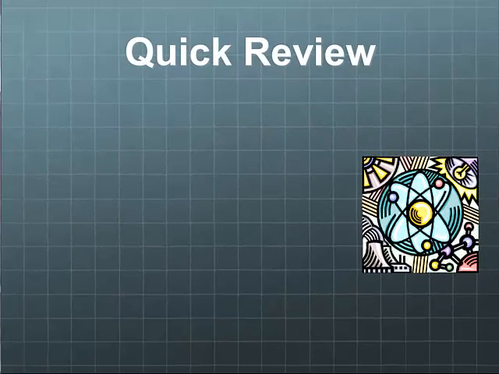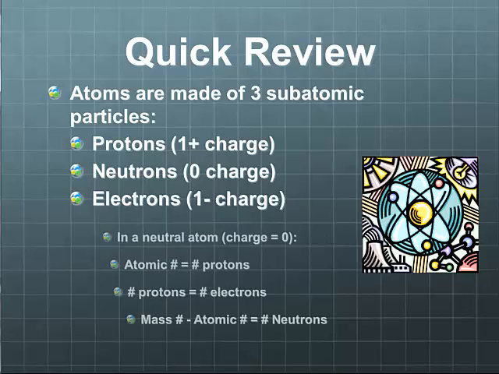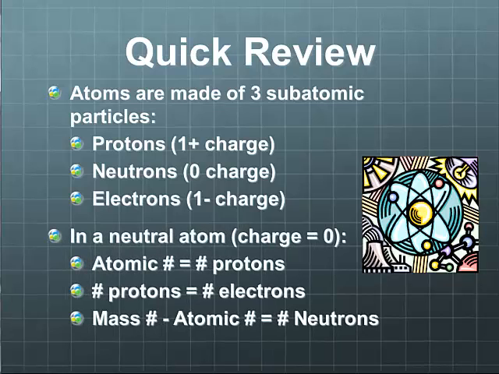Well, first thing I want to do is a quick review of what our subatomic particles are, and we have 3 of them. We have protons and neutrons contained in the nucleus. Protons contribute a +1 charge. Neutrons are electrically neutral, which means they have a 0 charge, and we know that electrons have a -1 charge, so that when we go to find the structure in a neutral atom where the charge is equal to 0, that means the positives and negatives have balanced each other out.